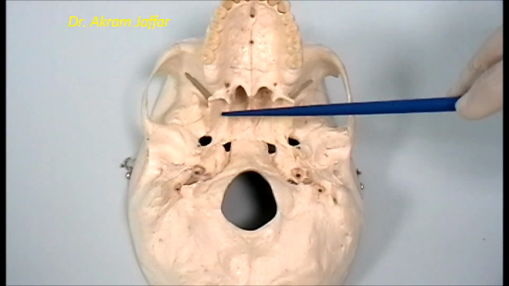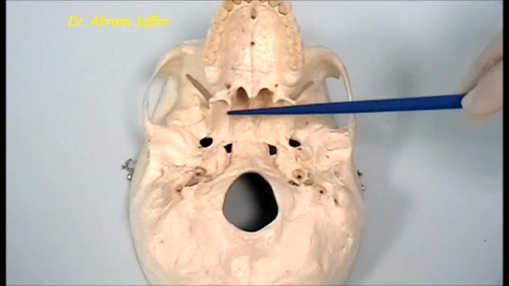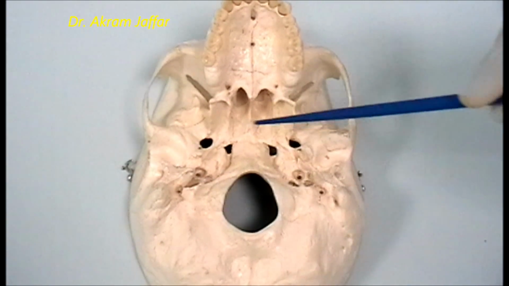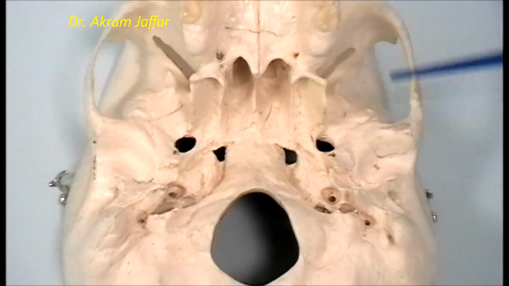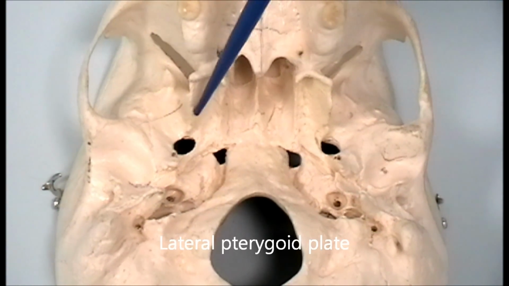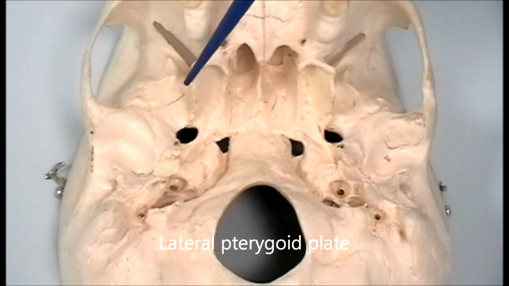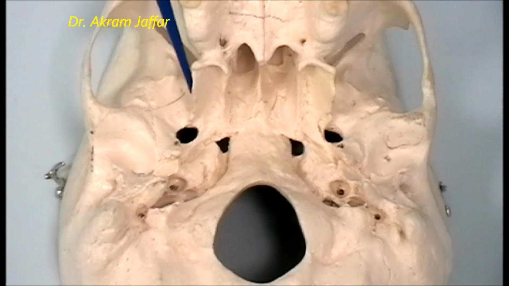The posterior edge of the medial pterygoid plate provides for the attachment of the buccopharyngeal fascia, and forms part of the wall of the pharynx, nasopharynx. The lateral pterygoid plate, this flange of bone, provides for muscle attachment. And the lateral pterygoid plate on its lateral side provides for the attachment of the lateral pterygoid muscle.